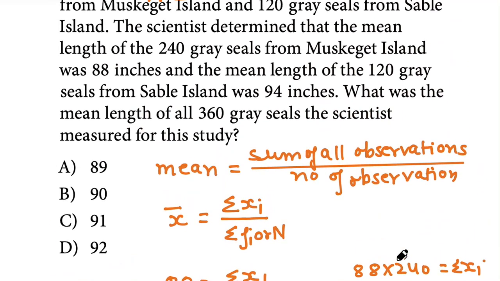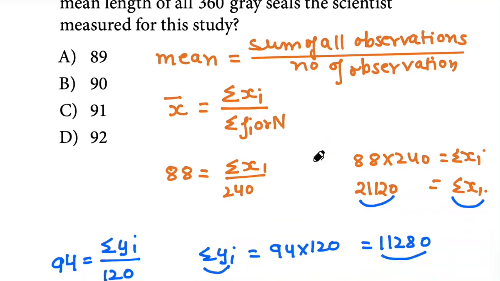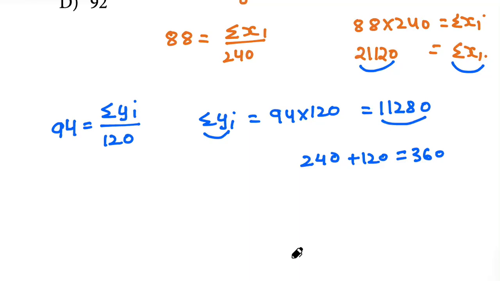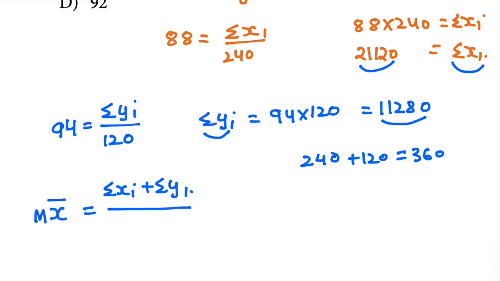Okay, let's move forward. What was the mean length of all 360 gray seals? So that means this time the mean of all of this is needed, right? So how will you do it? Mean of all. Okay, here I should write mean of all x and y, which is all these lengths and all these lengths, right? You have to find the mean of xi and yi both. So let's write mean, that will be more accurate. Mean of all 360 is this.